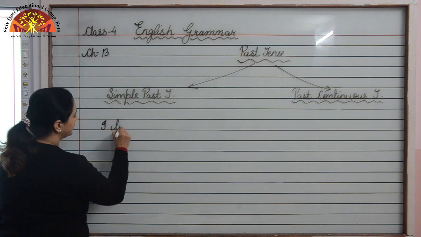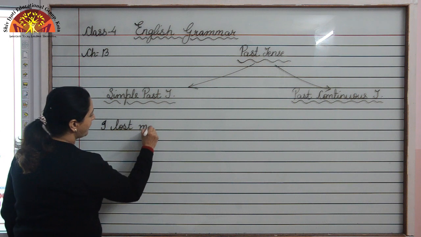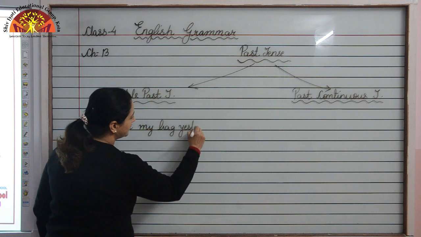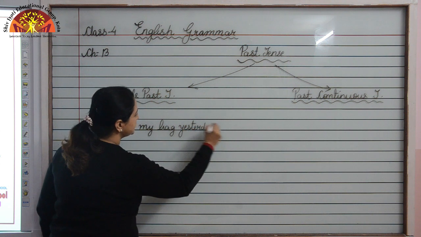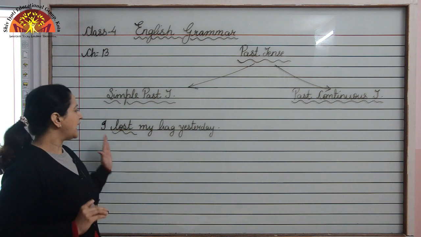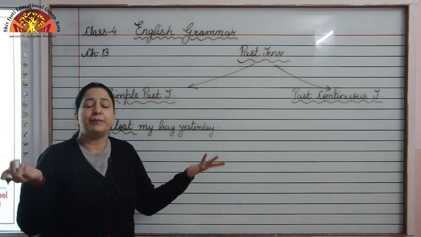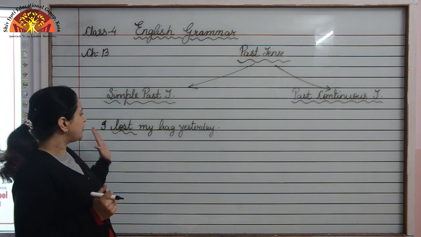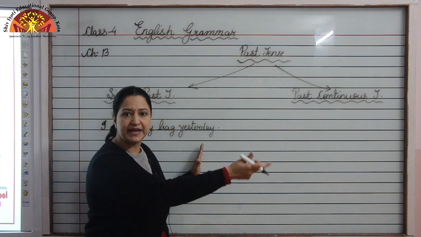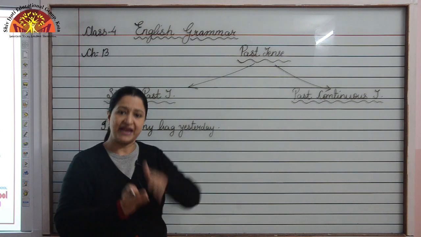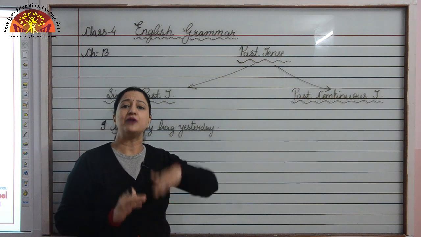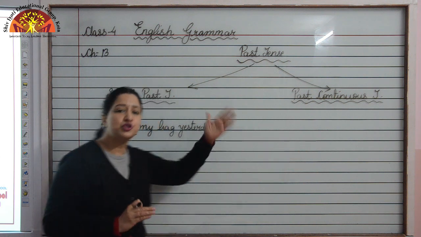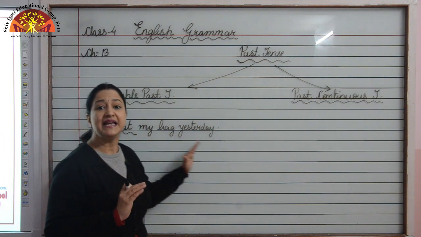Here, I lost my bag yesterday. Okay, here you can see I lost my bag. But when I have lost my bag, I lost my bag yesterday. Okay, we are talking about the day which has gone. We are talking about something or some time of an action which has happened in past. So I lost my bag yesterday.